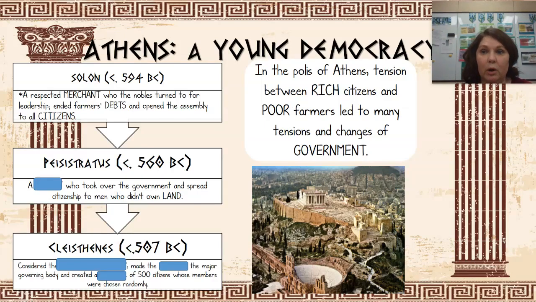After Solon tried that, Pisistratus comes on, and he is a tyrant. Now, tyrants are not always bad. Tyrants can come in and help out the people who didn't own land.